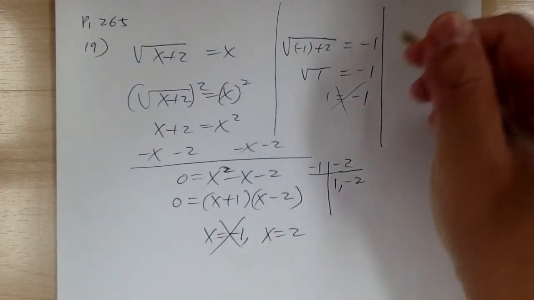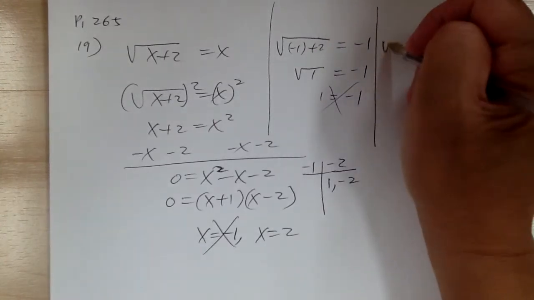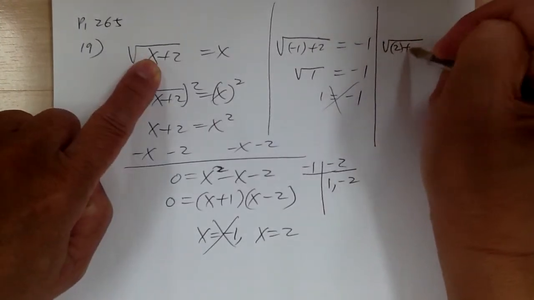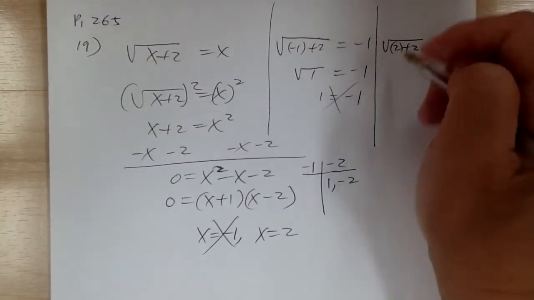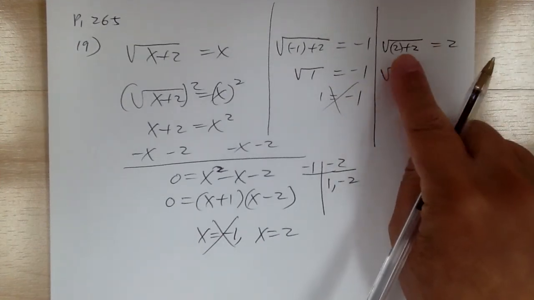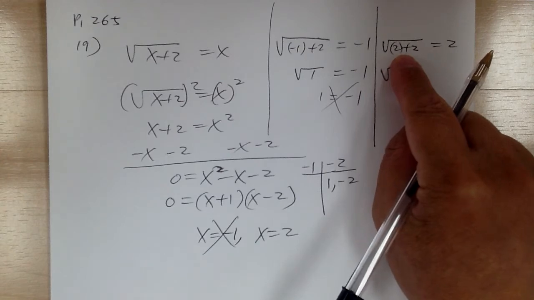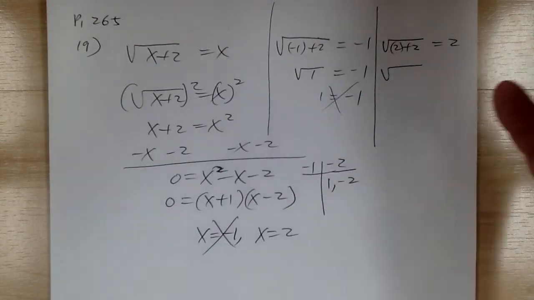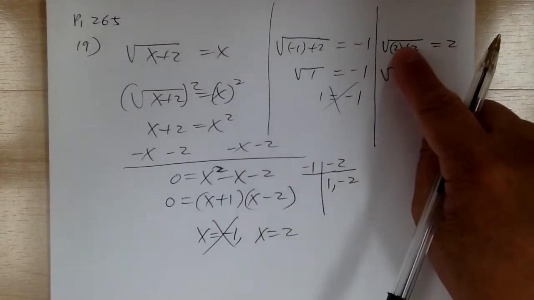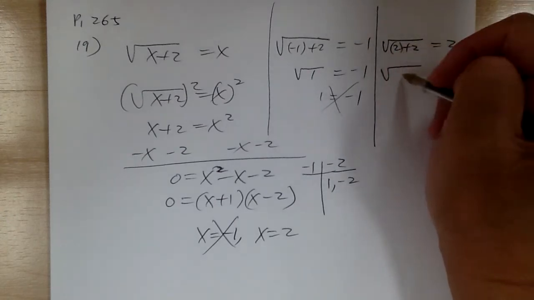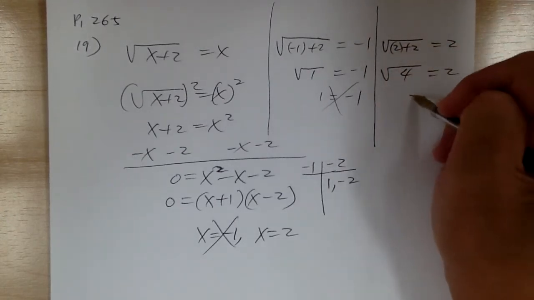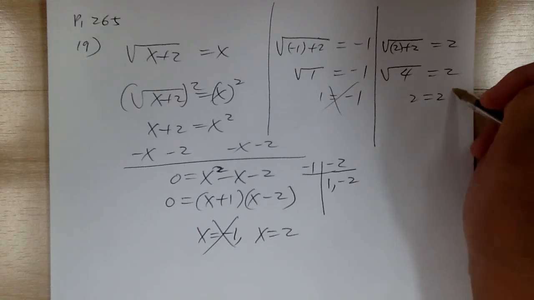Okay, then go ahead and check the next one. You got square root of 2 plus 2 equal to 2. And notice, whenever I substitute, I put in the parentheses. That's a good practice, because that way when people read it, they know that this is the number that's being substituted. So you got square root of 4 equal to 2, so you got 2 equal to 2, and so check.